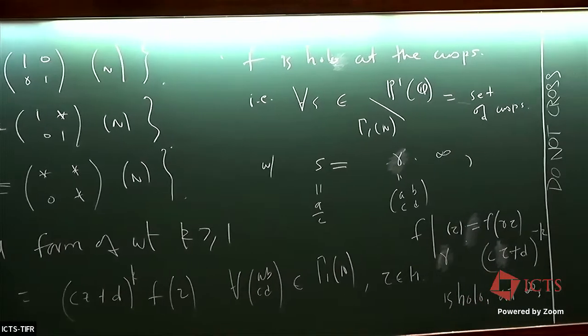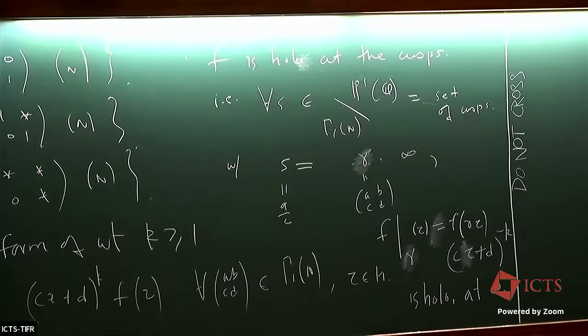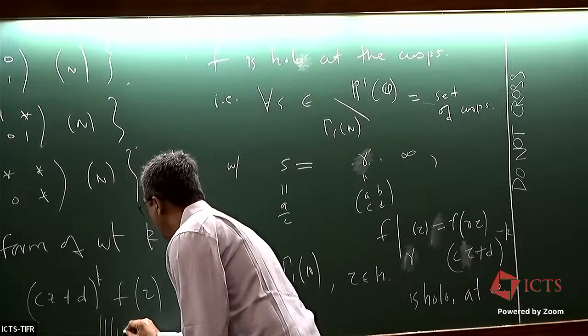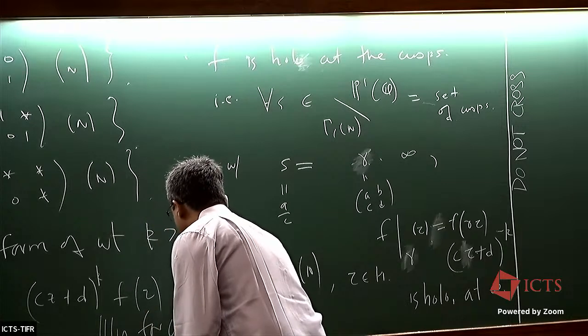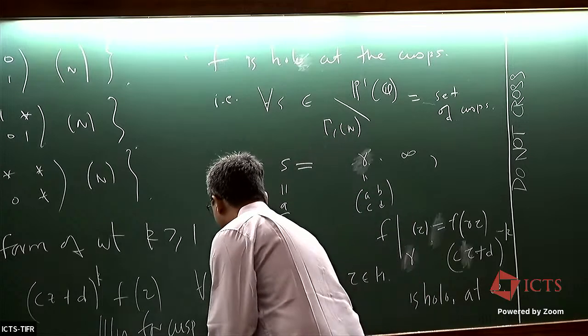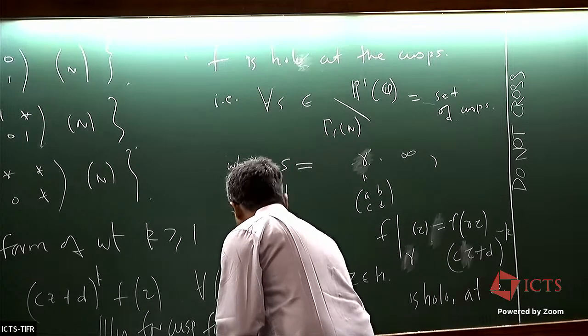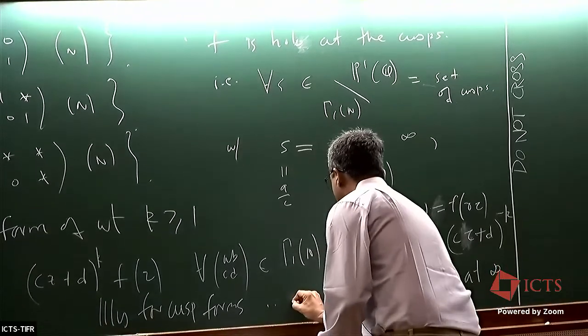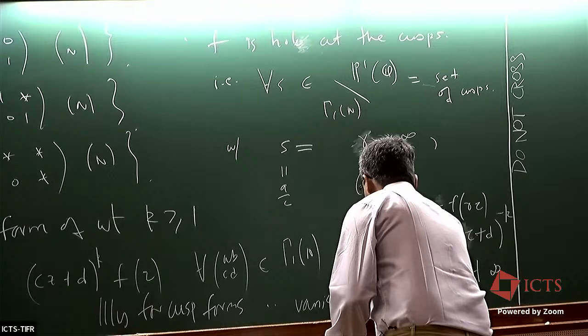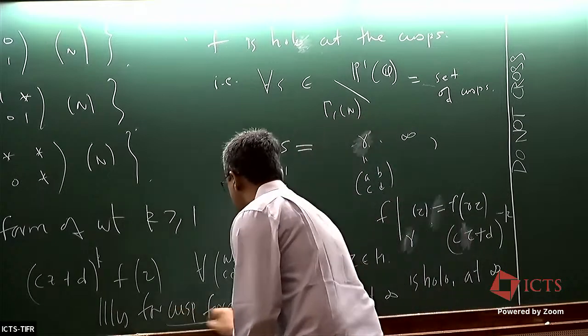Let me just make sure the audience is with me, especially the younger students. Why is this only finitely many conditions? I'm not writing the answer. I'm going on with my lecture. Somebody can tell me the answer. Dead silence. Why?